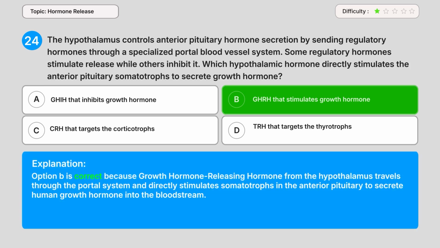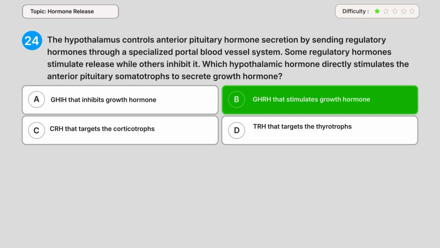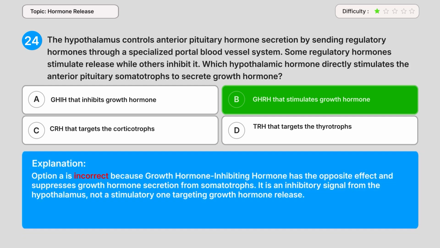Explanation. Option B is correct, because growth hormone-releasing hormone from the hypothalamus travels through the portal system and directly stimulates somatotrophs in the anterior pituitary to secrete human growth hormone into the bloodstream. Option A is incorrect because growth hormone inhibiting hormone has the opposite effect and suppresses growth hormone secretion from somatotrophs. It is an inhibitory signal from the hypothalamus, not a stimulatory one targeting growth hormone release.